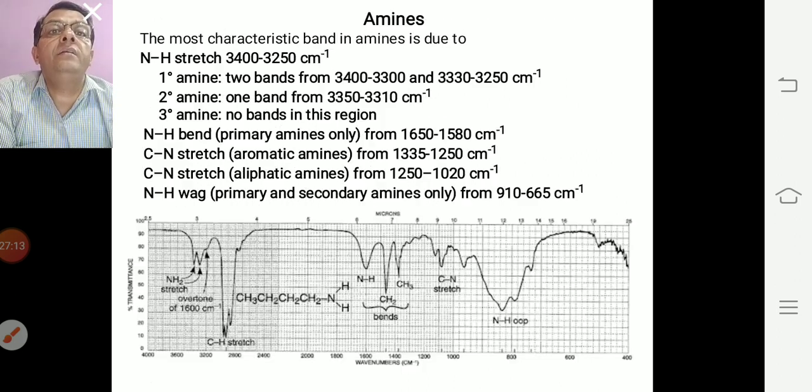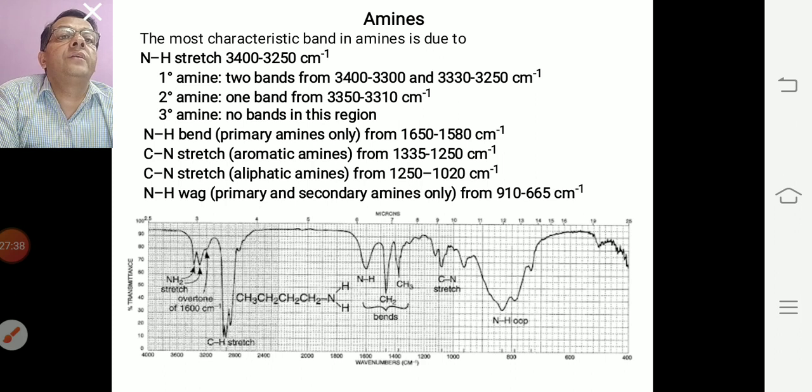So it's clear. Now in the case of amine, the most characteristic band in amine is due to NH stretch, that is around 3400 to 3250 per centimeter. In the case of primary amine, two bands are observed at 3400 to 3300 and 3330 to 3250 per centimeter. Secondary amine shows one band from 3350 to 3310 per centimeter. In tertiary amine, there is no band in this region.